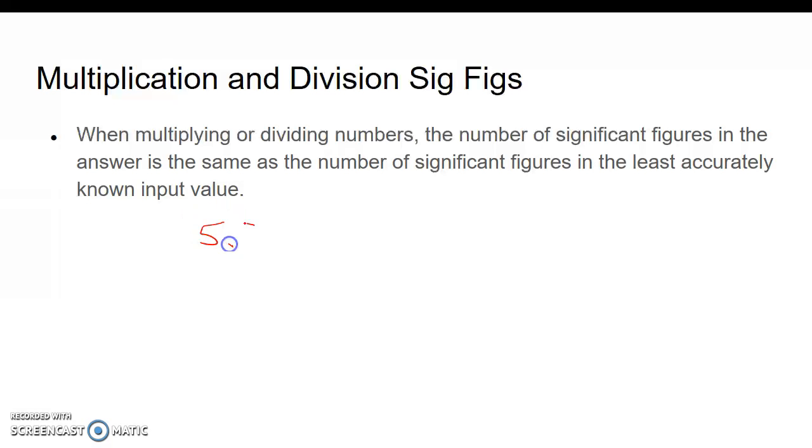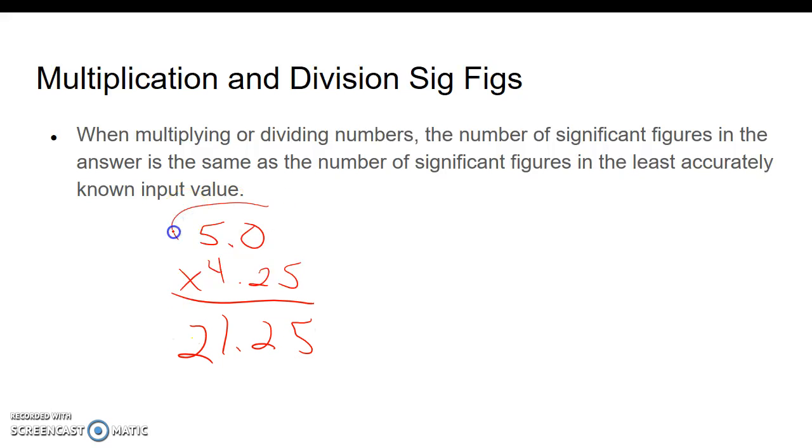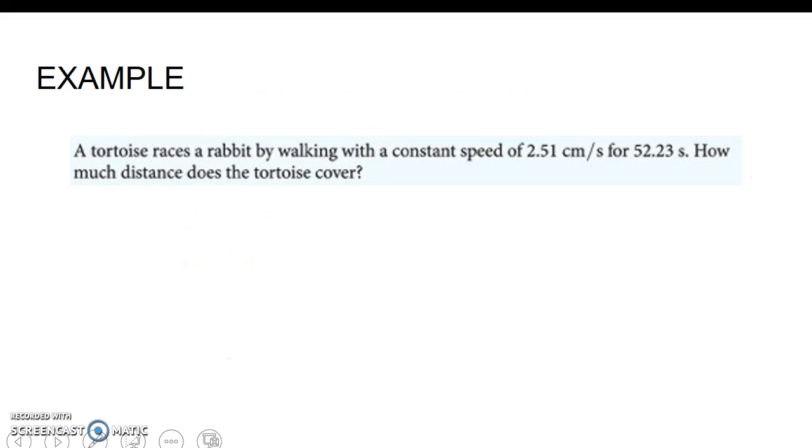So if I took 5.0 times 4.25, and I get my calculator out, I'm doing that right now, 5.0 times 4.25, I get 21.25. That number has 2 sig figs, this one has 3. I want to go with the least accurate, which means I will round this to 2 sig figs. So I'll round here. So I will round my answer to 21 because I only want 2 sig figs in my answer.